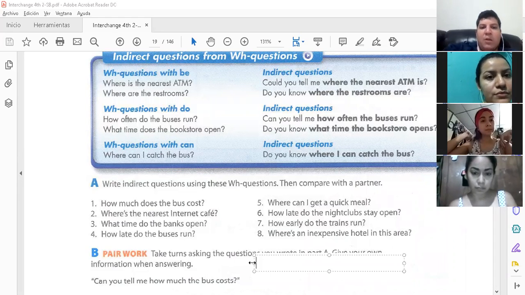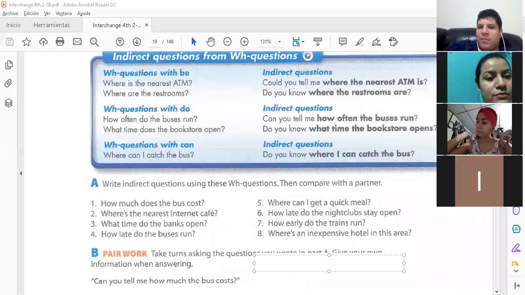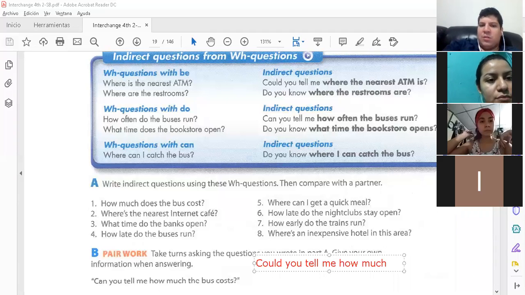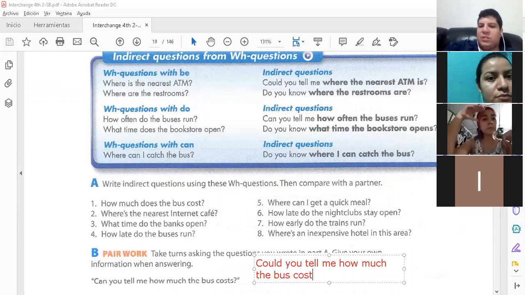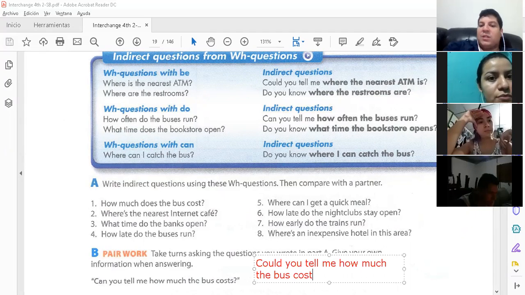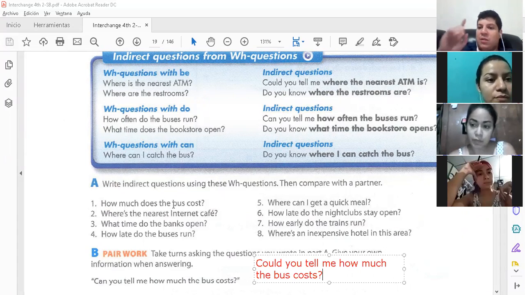Okay, now how much does the bus cost? Could you tell me how much the bus cost? Cost or costs? Costs, with S. Exactly. Could you tell me how much the bus costs? Why? Because the bus is third person. Como le hemos quitado el do, aquí ya viene conjugado en tercera persona. Hay que balancearlo. Entonces, por eso le ponemos la S al final.